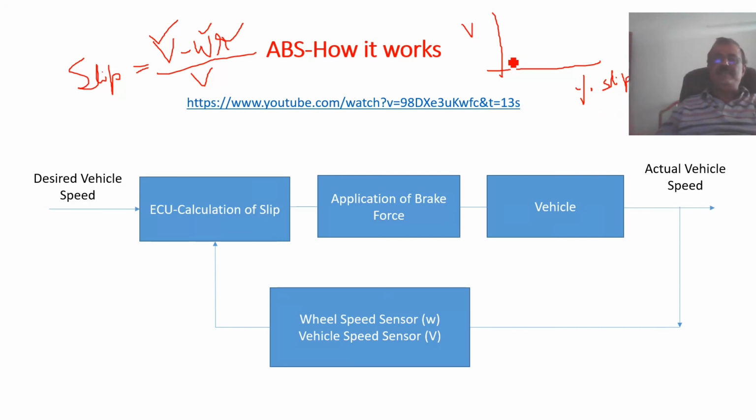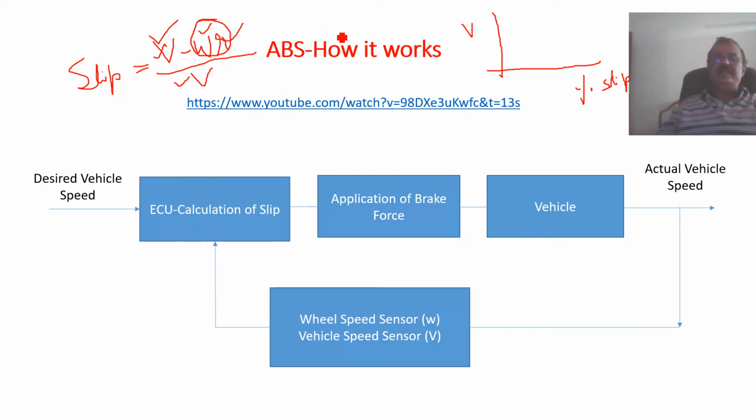So you can see that when the slip is 100%, which means the omega value is 0, but the vehicle velocity will still be there. That is what we call a locking condition. We do not want the wheels to get locked.